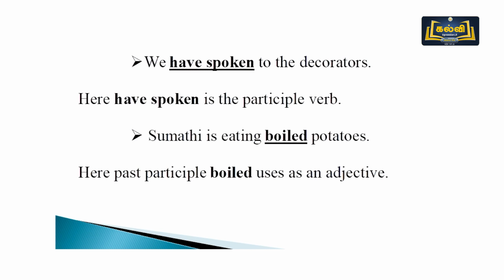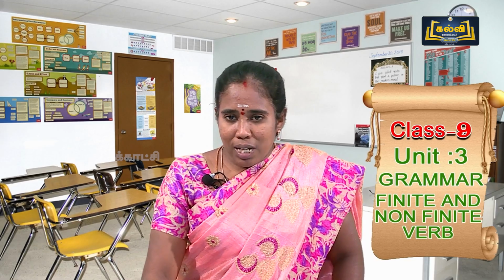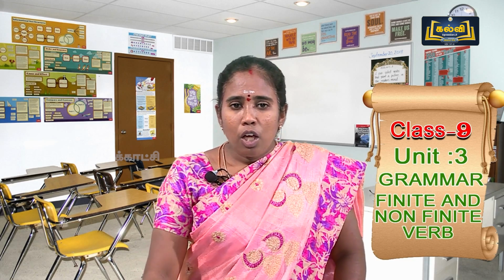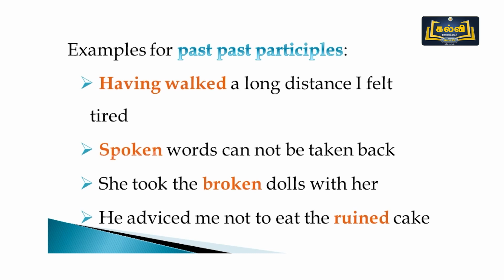Sumati is eating boiled potatoes. Here, past participle verb boiled is used as an adjective. For the better understanding, let us see some more sentences. Note down, children, the sentences. Having walked a long distance, I felt tired. Spoken words cannot be taken back. She took the broken dolls with her. He advised me not to eat the ruined cakes.